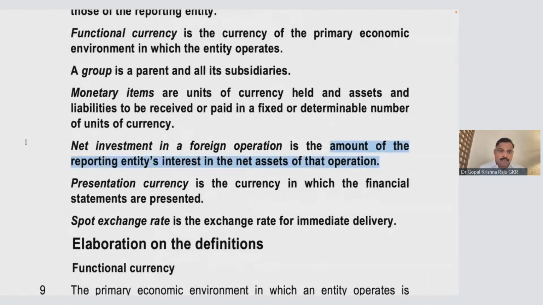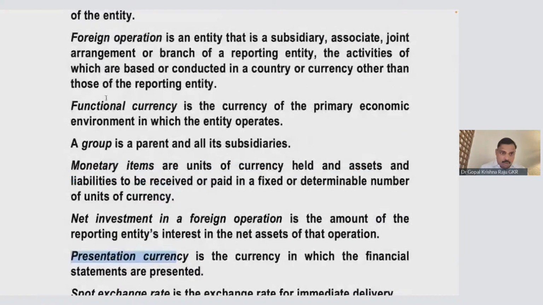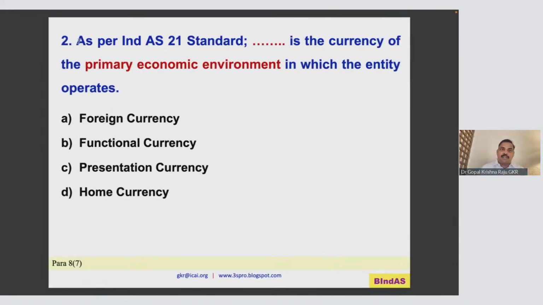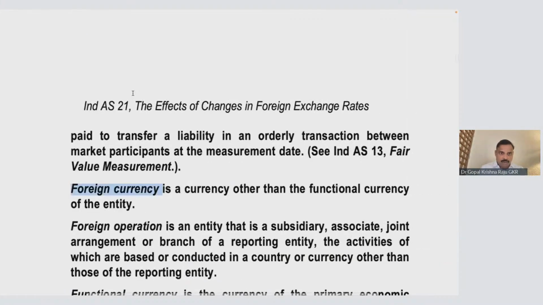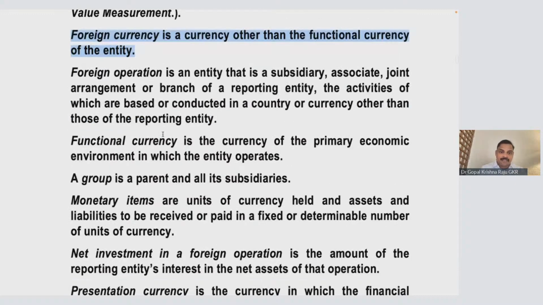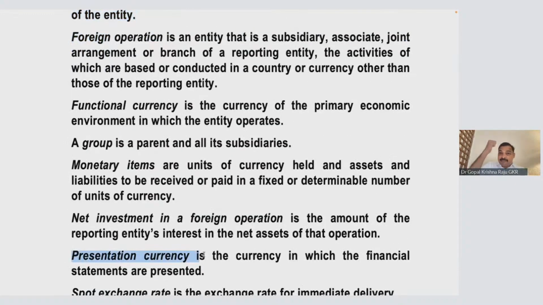So one is your presentation currency, number 2 functional currency, and number 3 foreign currency. Okay, so understand these 3. Once you understand this, I will say 10 to 15% of the standard is clear. As per IndAS 21, which currency is the primary economic environment in which the entity operates? Primary economic environment, PEE. Now, foreign currency is a currency other than functional currency. So out of these 3 currencies, foreign, functional, and presentation currency, functional currency is the first one.